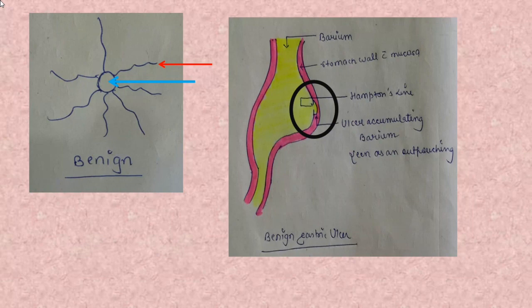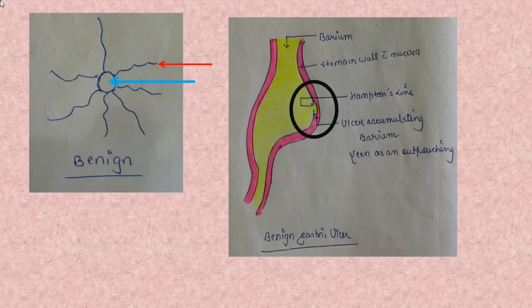And this second picture, it shows a mucosal defect in the stomach, that is the ulcer. When we will do the barium meal study, this ulcer will accumulate barium and appear as an outpouching. Can you see the Hampton's line? It's a thin radiolucent line seen at the neck of gastric ulcer formed by undermining of mucosa with minimal edema. It separates barium in the ulcer crater from barium in the stomach lumen.